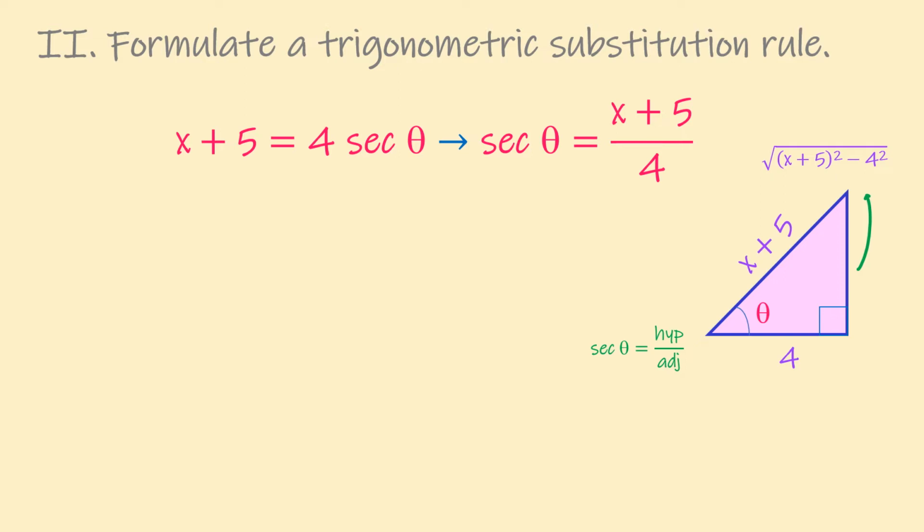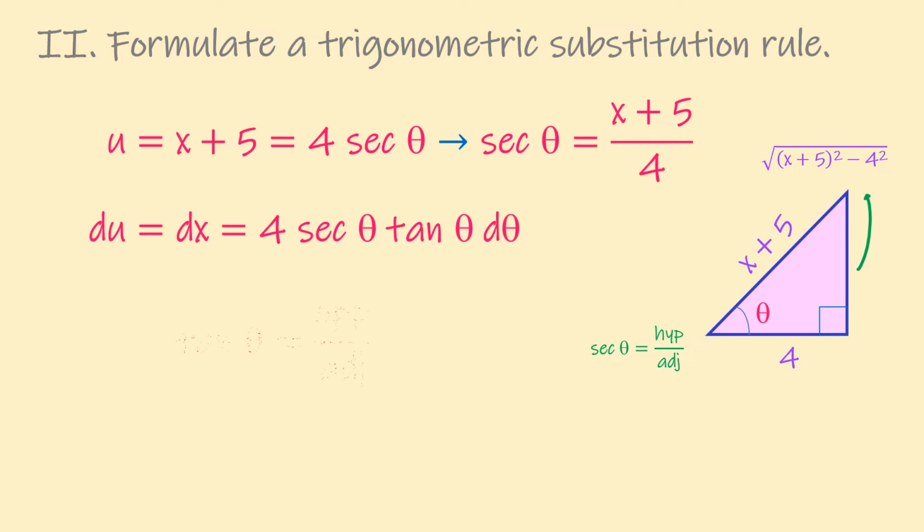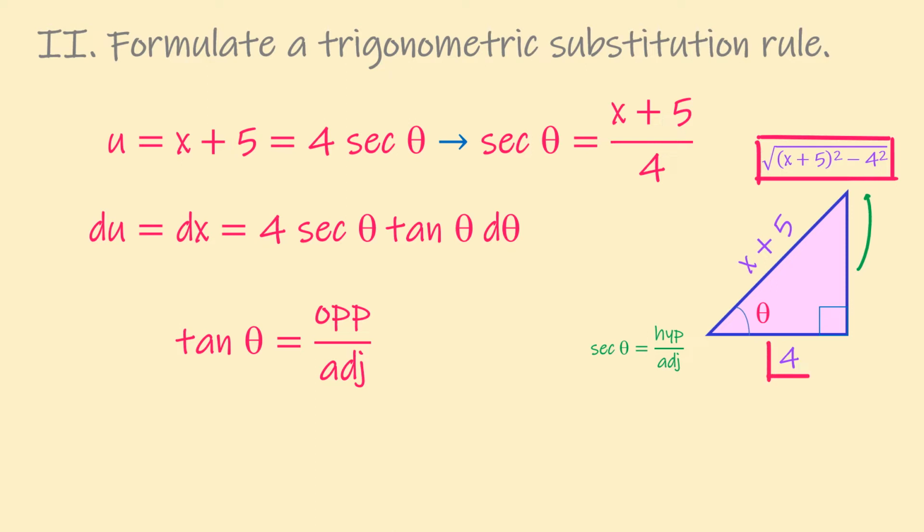Let u be equal to x plus 5. The differential of u equals the derivative of u with respect to theta times the differential of theta. Thus, du is equal to dx, which is equal to 4 times the secant of theta times the tangent of theta d theta. Meanwhile, the tangent of theta is equal to the length of the opposite side divided by the length of the adjacent side.